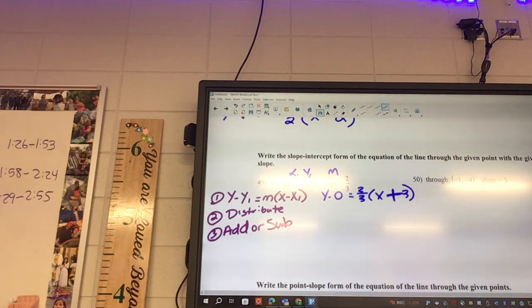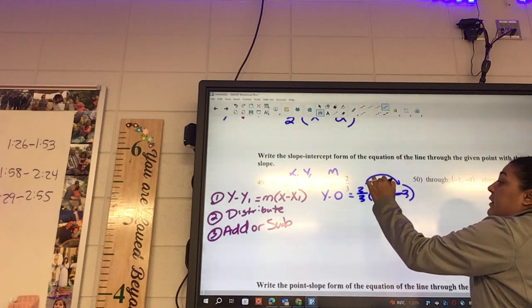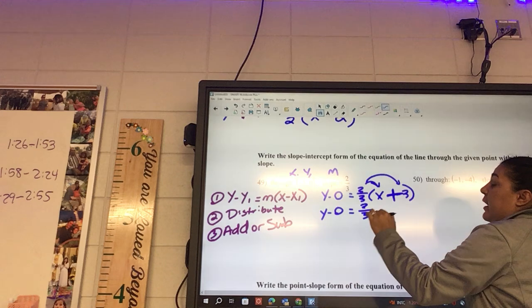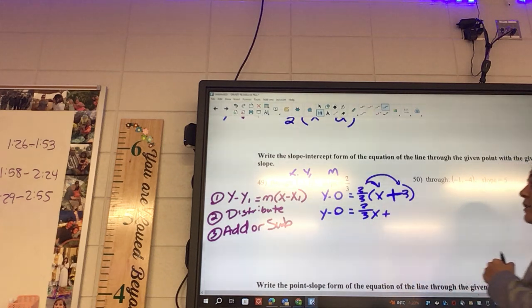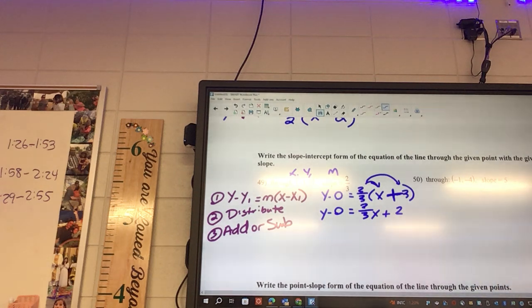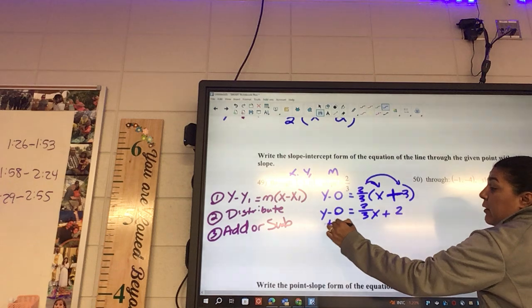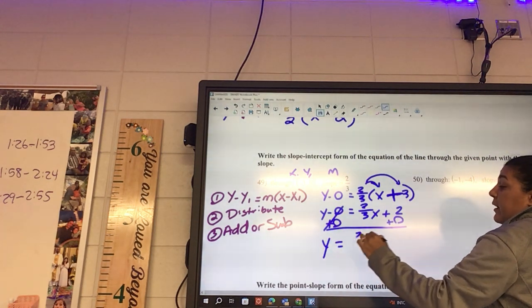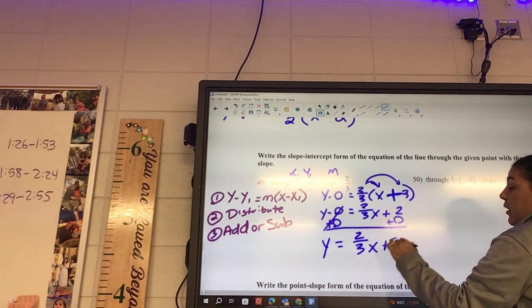Okay, our next step is to distribute, okay? So you're gonna times each piece by 2/3. So y minus 0 equals 2/3 x plus 2/3 times 3 is gonna be 2. Okay, then are we gonna add or subtract? Subtract or add, it doesn't matter because it's 0, okay? So it's gonna be y equals 2/3 x plus 2.